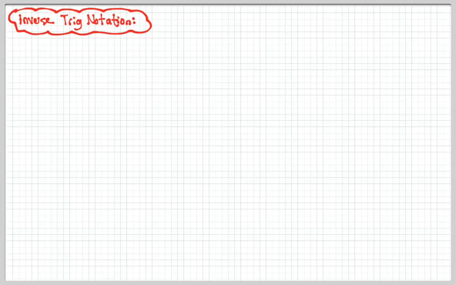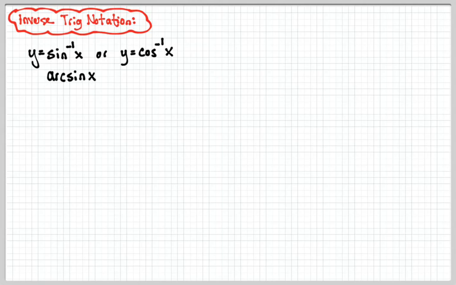So we're going to look at inverse trig notation. And you might see this in a couple different forms. The form you're familiar with is this first one, which CPM has been using, but I want to give you another form also. You might also see this as arc sine of x or arc cosine of x. It's just a different way of representing it.